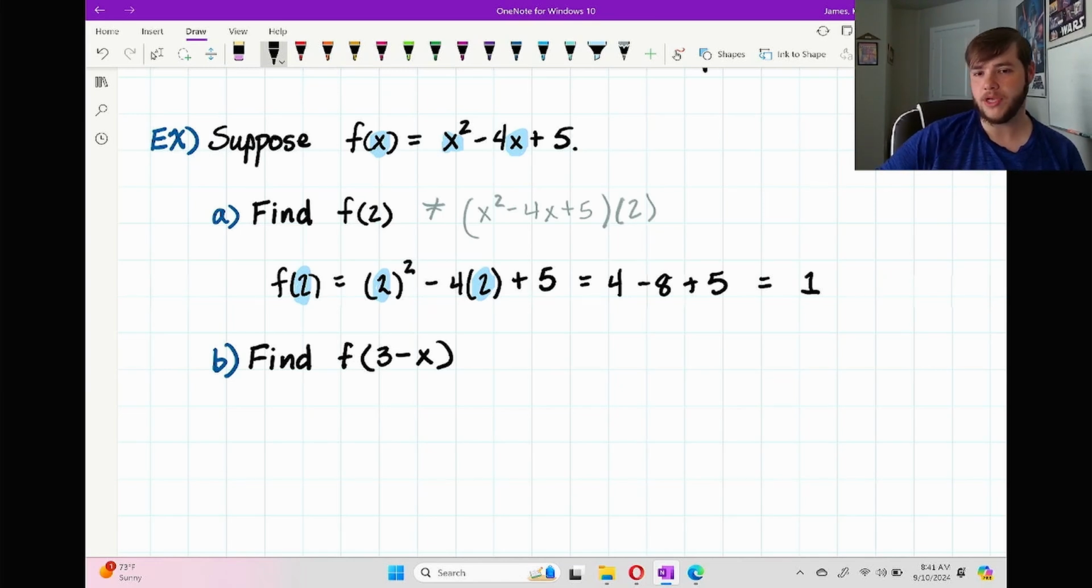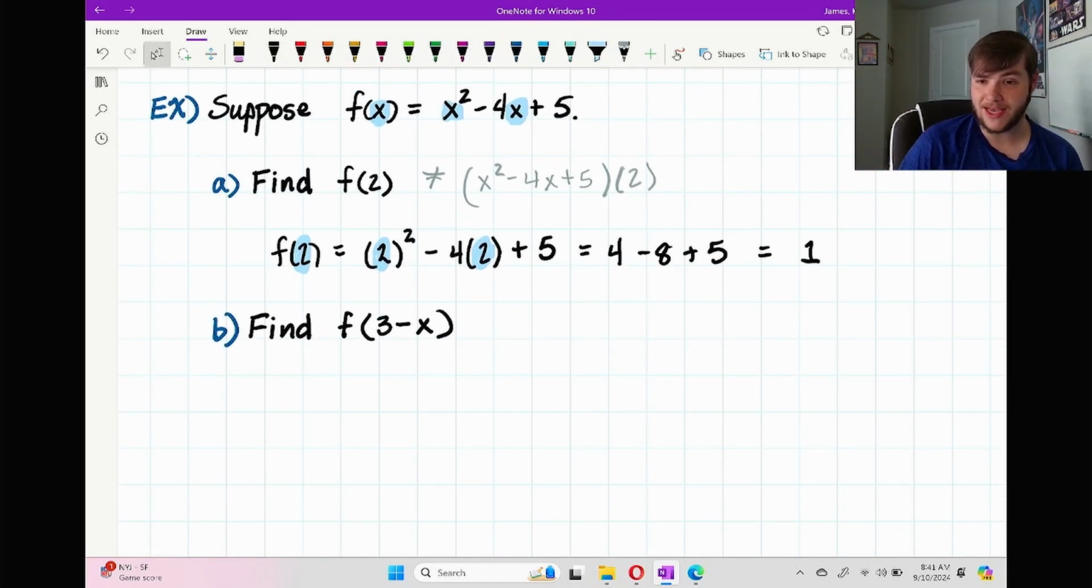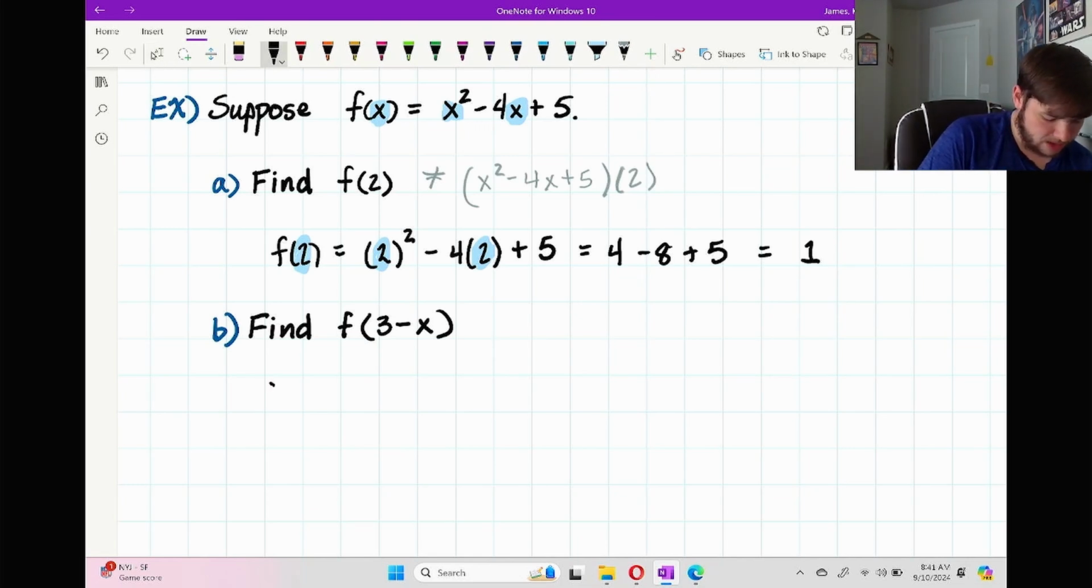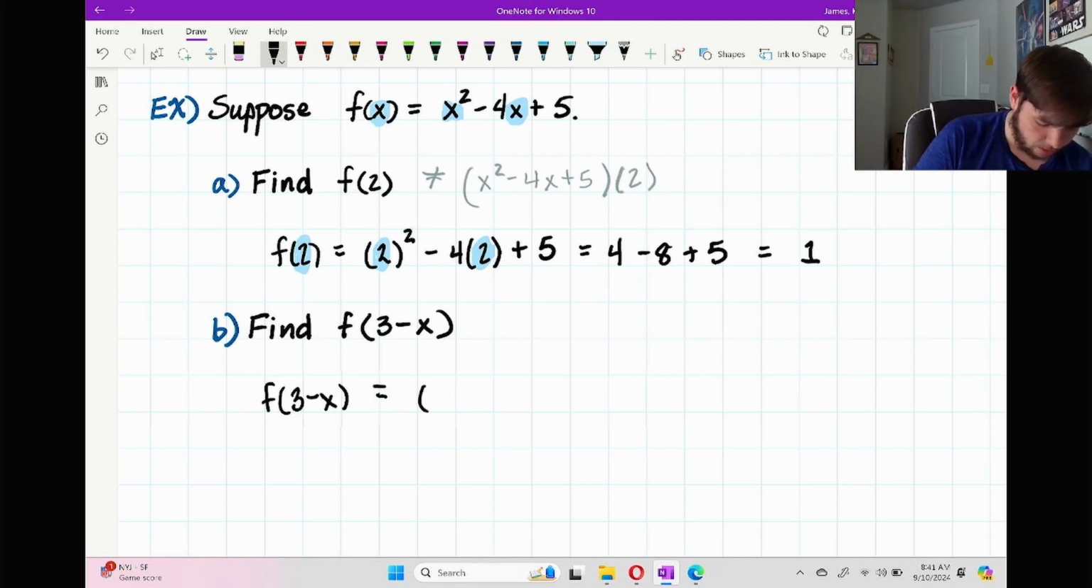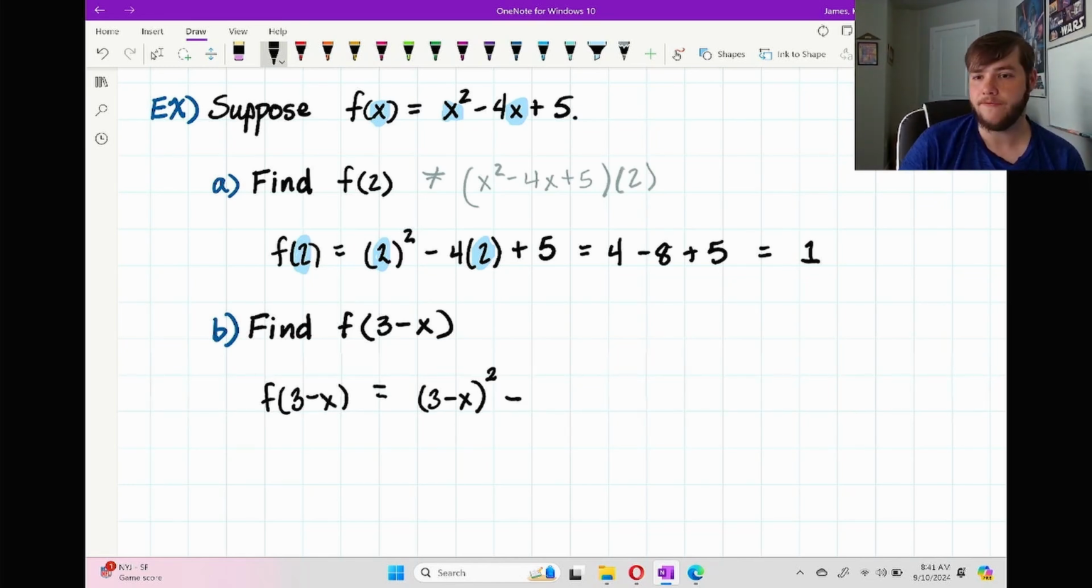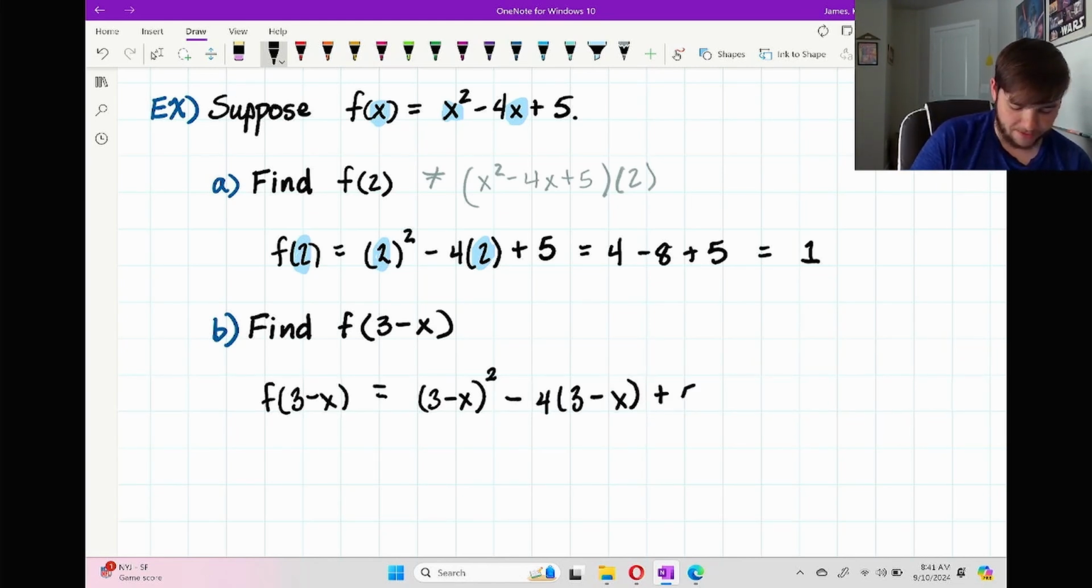This can get a little bit trickier as we see in part B. In part B, we're given the input 3 minus x. The same thing happens though. My input is 3 minus x. So everywhere I see an input in the rule, in this case it's just x, I write 3 minus x instead. So instead of squaring x, I'm squaring 3 minus x, minus. Instead of multiplying 4 by x, I'm multiplying 4 by 3 minus x, my input, and then I'm adding the number 5. And now I've got some simplification to do.